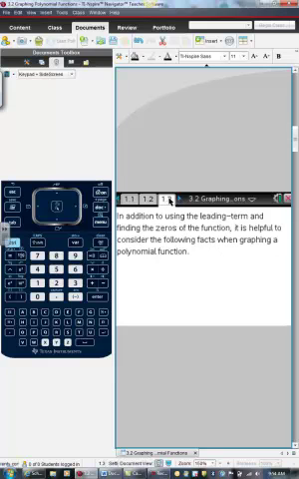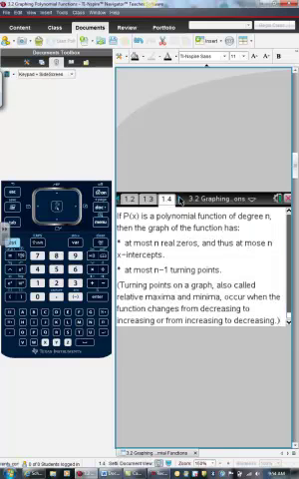Okay, so in addition to using the leading term and finding zeros of a function, it's helpful to consider the following facts when graphing a polynomial function. We're going to do a lot of graphing with polynomial functions, so this is going to be very important. If some polynomial function p of x has a degree of n, then the graph of the function has at most n real zeros.